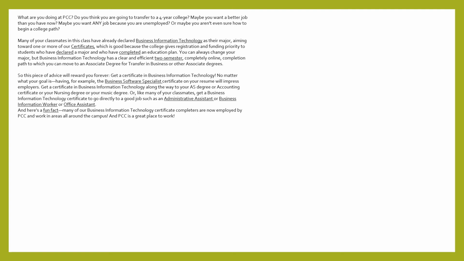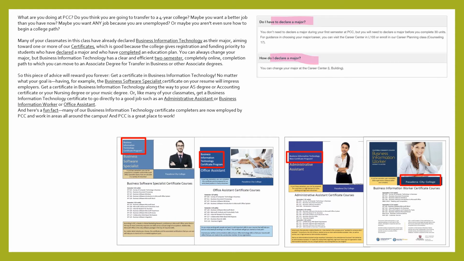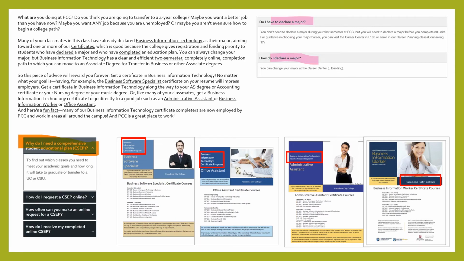Many of your classmates in this class have already declared business information technology as their major, aiming toward one or more of our certificates, which is good because the college gives registration and funding priority to students who have declared a major and who have completed an education plan. You can always change your major, but business information technology has a clear and efficient two-semester, completely online completion path to which you can move to an associate degree for transfer in business or other associate degrees.